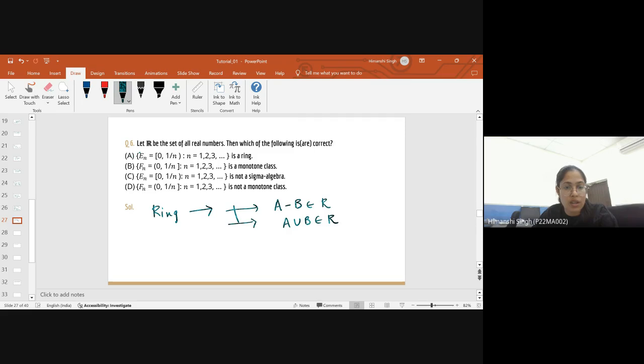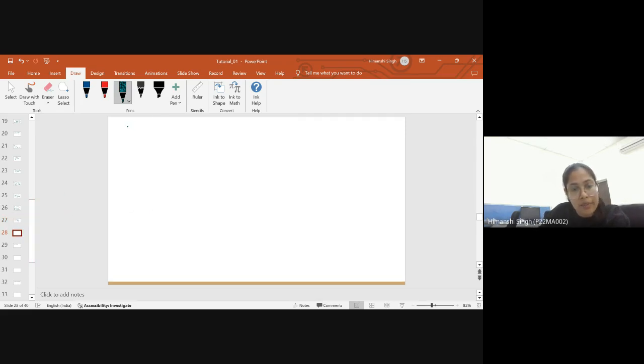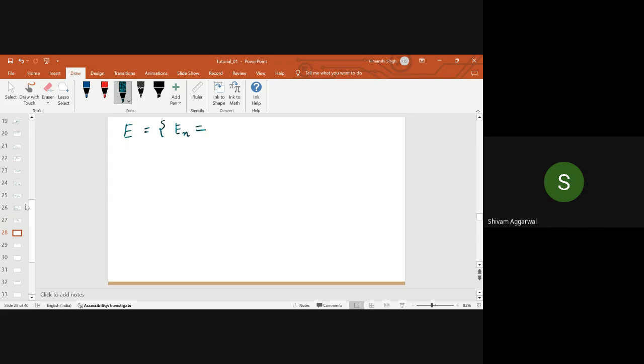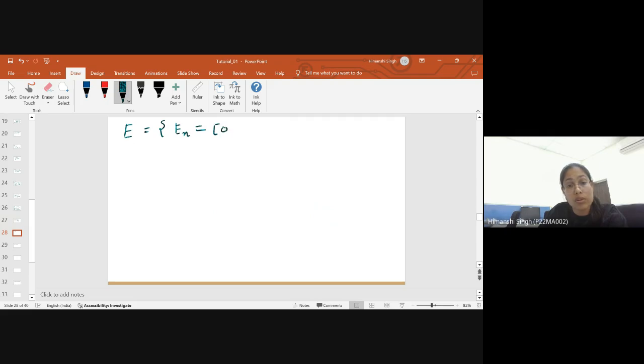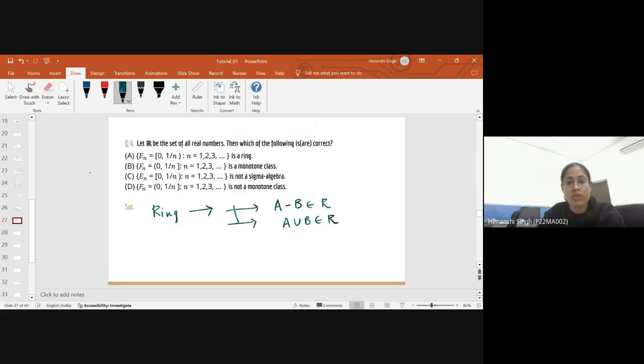So let us consider this first collection of sets. Let me name it as set E, which consists of the elements En, which is equal to the interval closed 0 and open 1 by n, where n is running from 1 to infinity. So all of you may just note down this set E in option A.